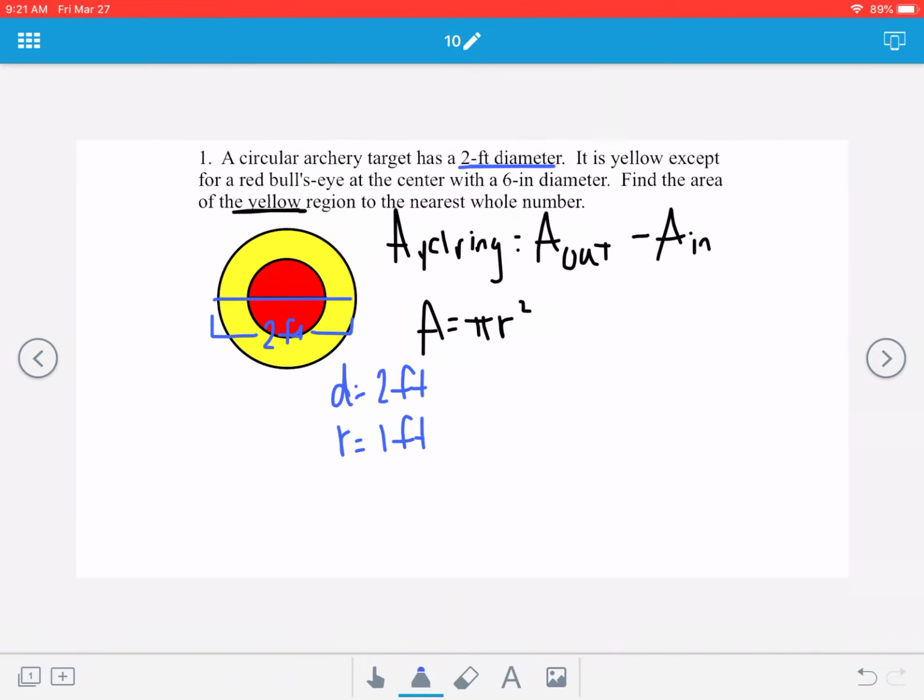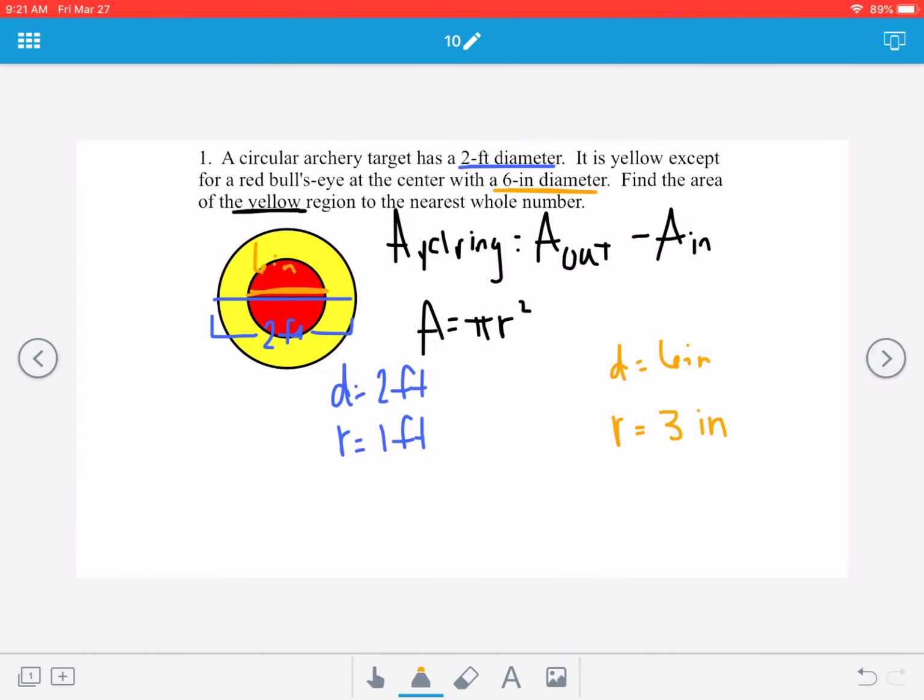The little circle. I'll use orange here. The little circle, the red bullseye, has a 6-inch diameter. So right here, this would be 6 inches. Well, if it has a diameter of 6 inches, then the radius of the little circle would have to be 3 inches. Now, what do you notice here?